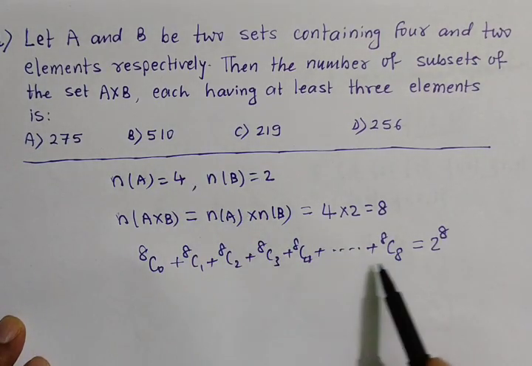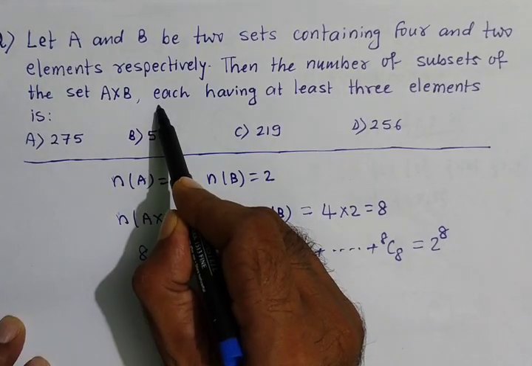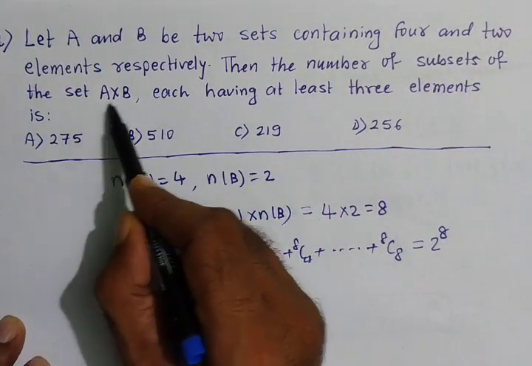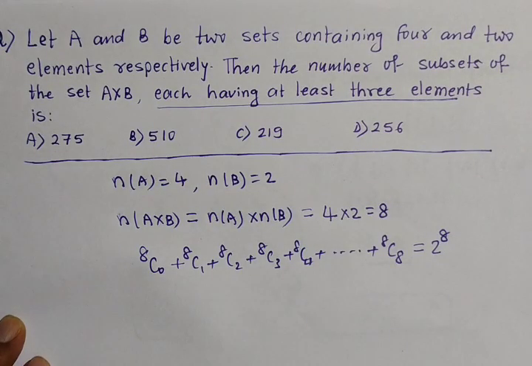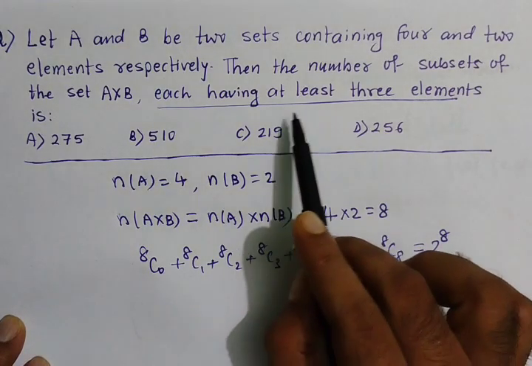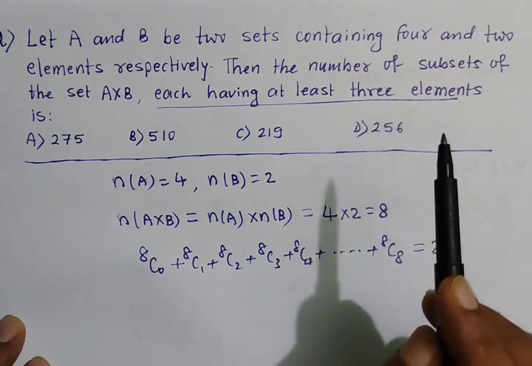So first of all, this is the result for all the subsets, but in the question we have to find the number of subsets for this set A cross B, each having at least 3 elements. Okay, so in each subset we should have at least 3 elements. What do we mean by this? At least 3 elements. 3 elements or more than 3 elements we need.